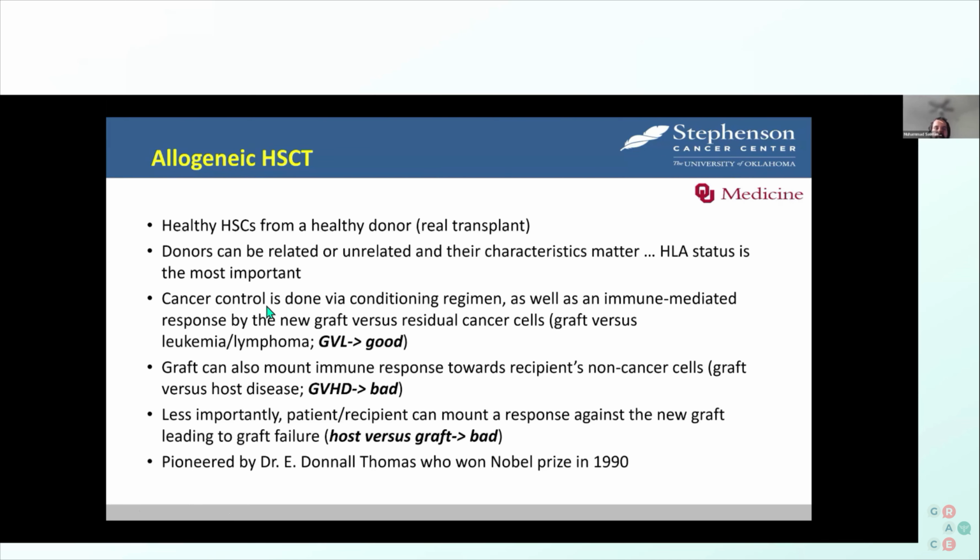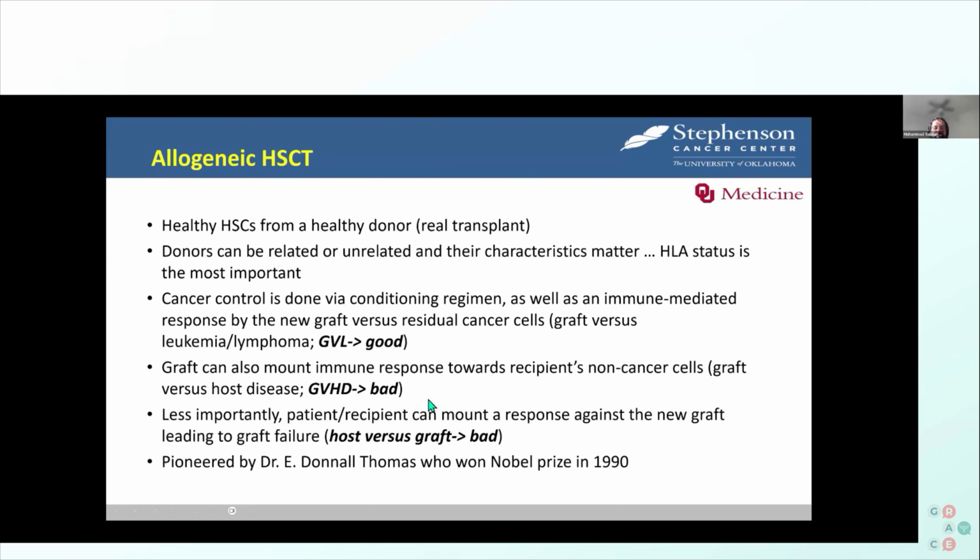The cancer control in allogenic transplant: in autologous transplant, it was only chemotherapy, high dose chemotherapy. In allogenic transplant, you do immune mediated cancer control as well by something called GVL, or graft versus leukemia effect, in which the graft you put in from the transplant actually surveils and finds the cancer cells and kills them. And that's the principle of allogenic transplant, and that's what makes it the most primitive form of immunotherapy.